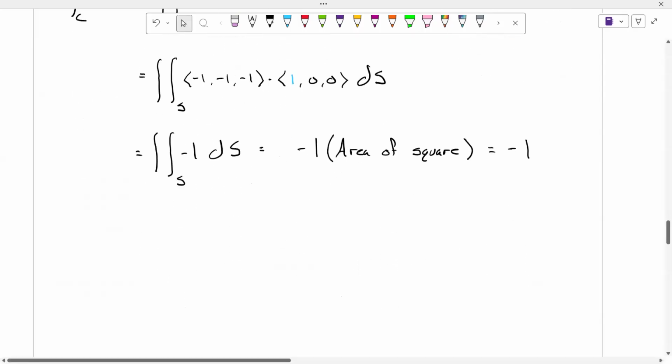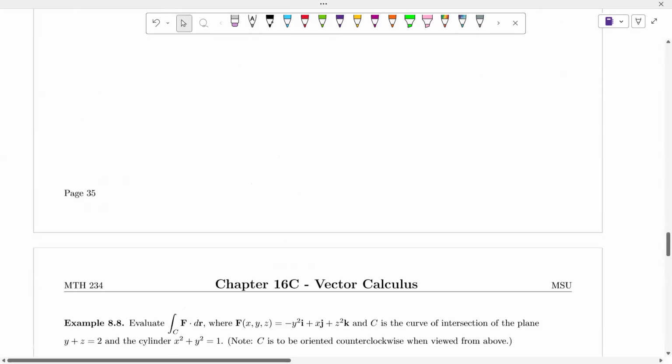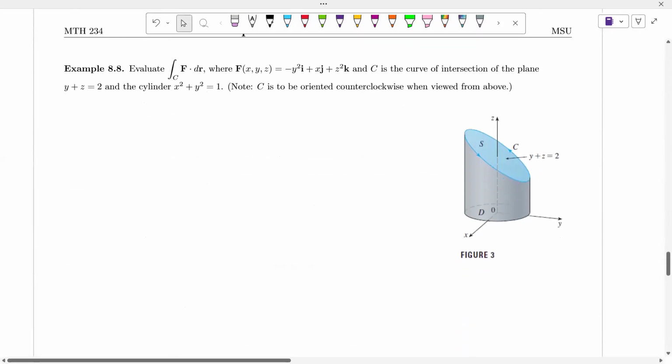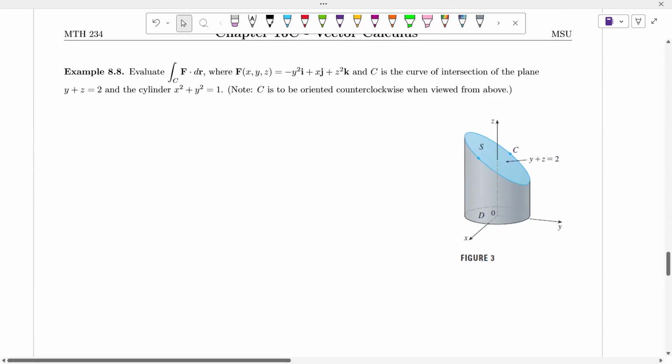But if memory serves, I think the next one, we get something a bit more exciting. Yep, I think we do. Okay, so evaluate the line integral f dot dr, where f is the field. Well, it's right there, -y squared plus x plus z squared. The curve of intersection is the part of the plane intersecting with that cylinder. And we, of course, want to make sure that C is oriented counterclockwise when viewed from above.